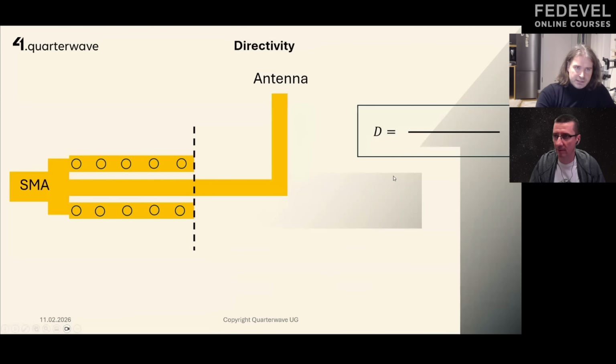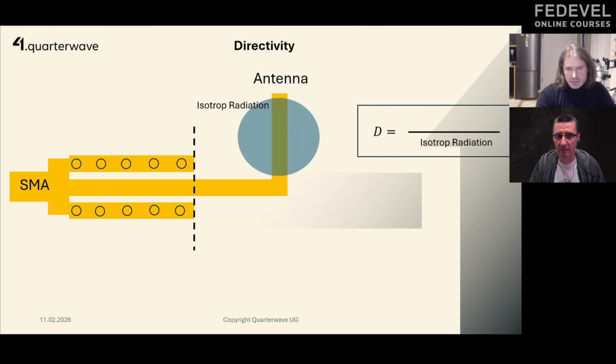So the next important parameter is directivity. Directivity comes from direction, because we are comparing an isotropic radiator. This is a theoretical model. This isotropic radiator radiates in every direction with the same power. And this is compared to your antenna. So if we have a directional antenna, you compare this.